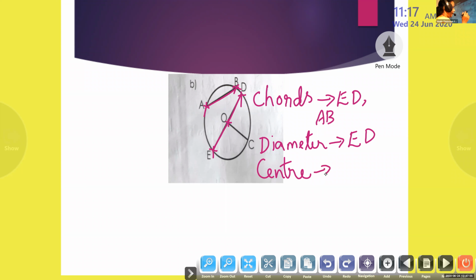Center? Oh, yes. The center O is the middle point. This is equidistant. Center O is the middle point and it is thus at the same distance from any point on the circle. Okay. Now, Daksh, can you say the radii?